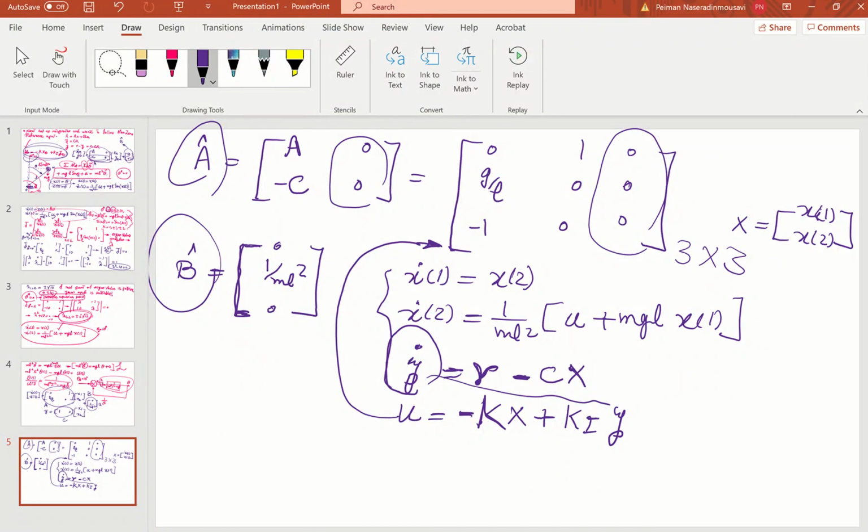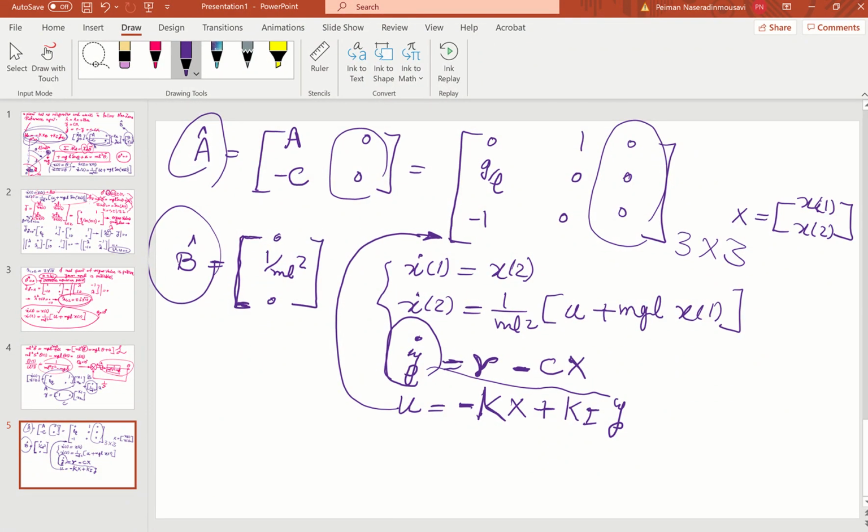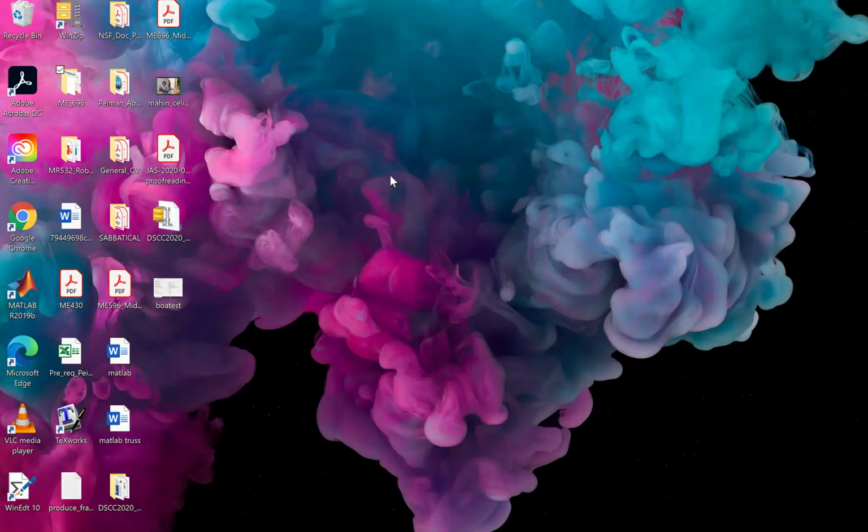So let us go to Matlab and see what we can do. I'm going to exactly transfer this to Matlab. Guys, if you learn this, you can do any problem. Okay, let me see. Yeah, we have time.